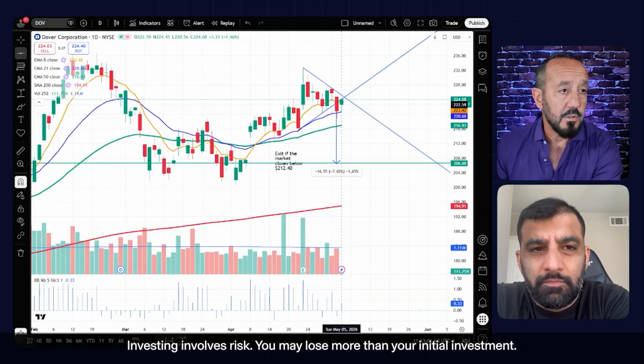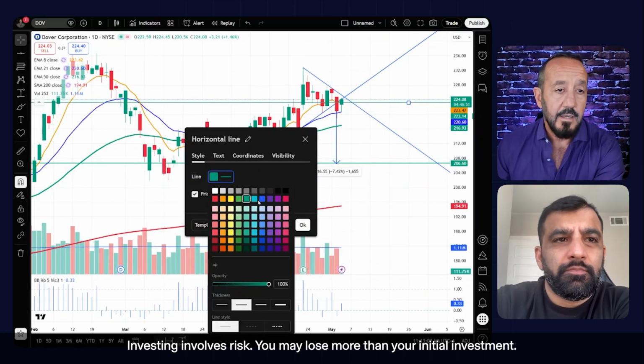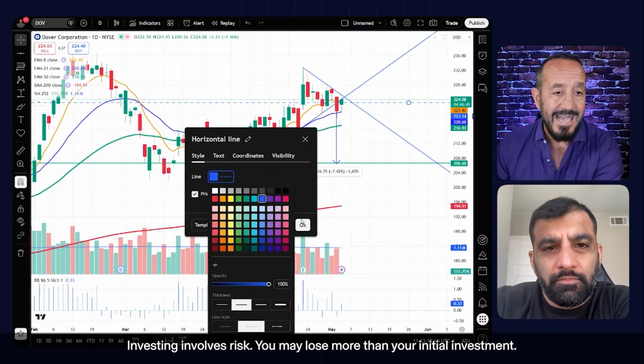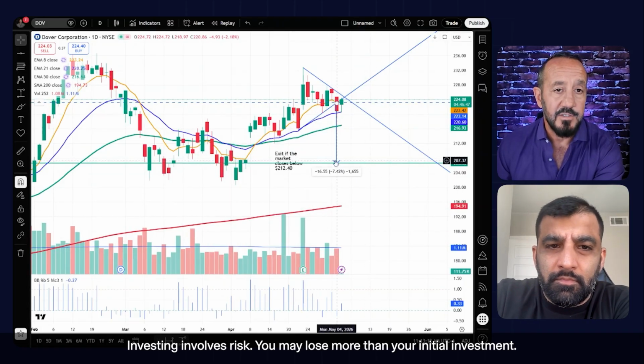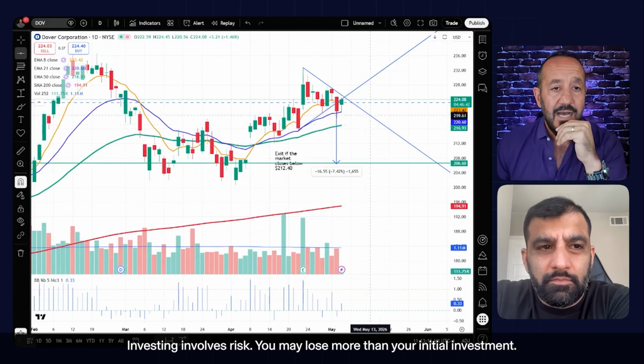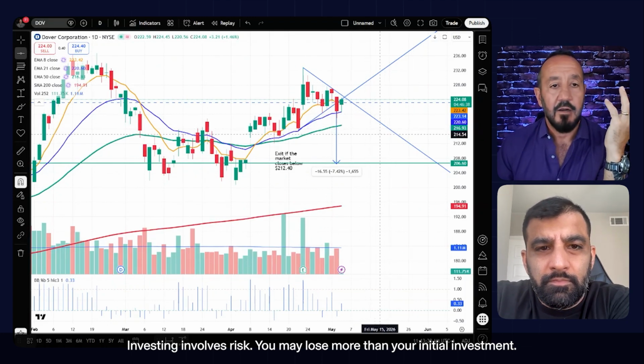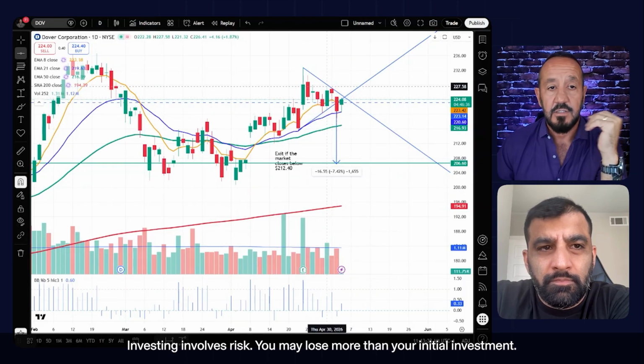And I'm going to draw a horizontal line at the approximate entry, which is going to be right about here. I'm going to make that blue and dashed so that it sticks with what I normally do. This is my target. My first stop is going to be any close above this trend line. I can't really draw a line on there, because it could be any of these levels.